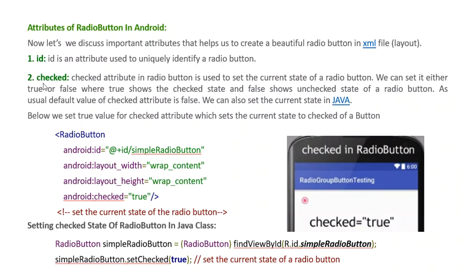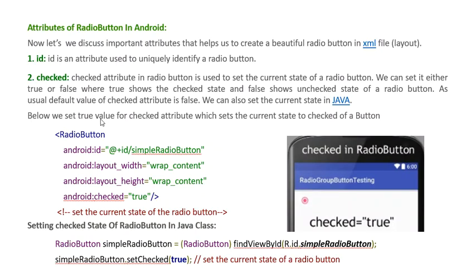The second is checked. The checked attribute of the radio button is used to set the current state of the radio button. We can set it to either true or false, where true is the checked state and false is the unchecked state of the radio button. By default, the value of the checked attribute is false, and we can also set the current state in Java.